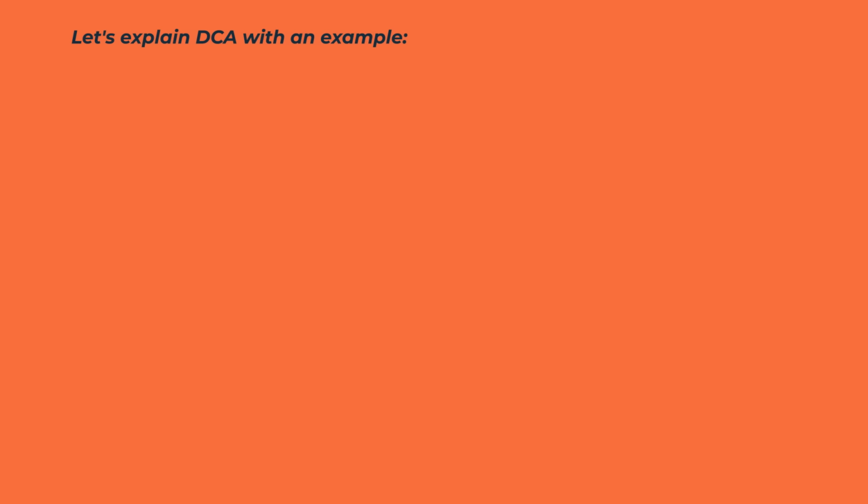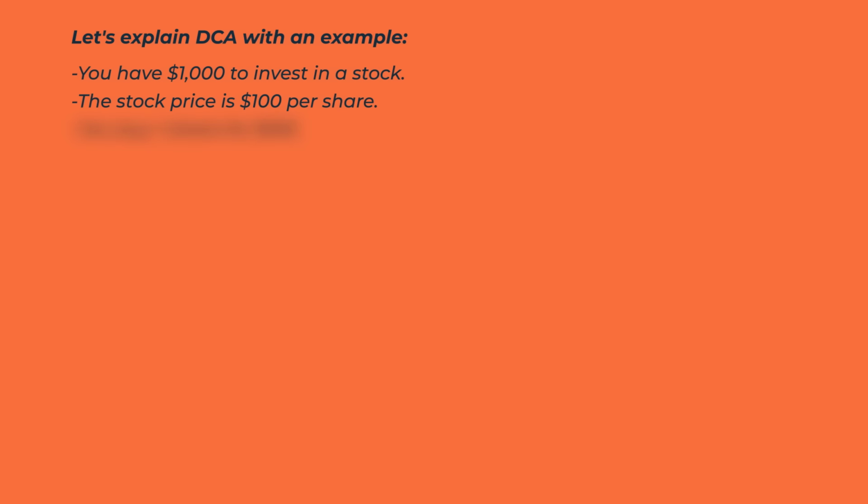Let's explain dollar cost averaging with a simple example. Imagine you have $1,000 to invest in a stock. The stock price is $100 per share, so you buy one share for $100. Now, let's break down the math. Your initial investment is one share at $100, which equals $100.